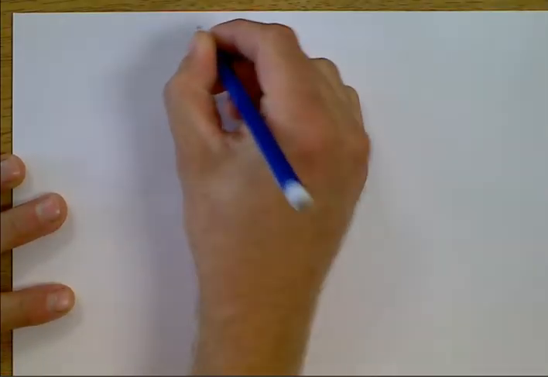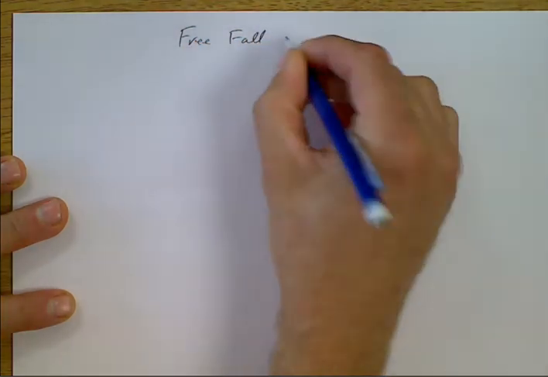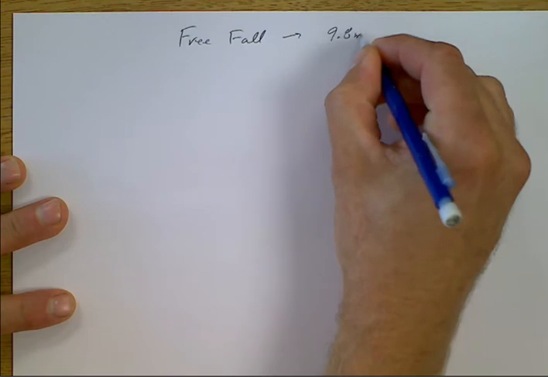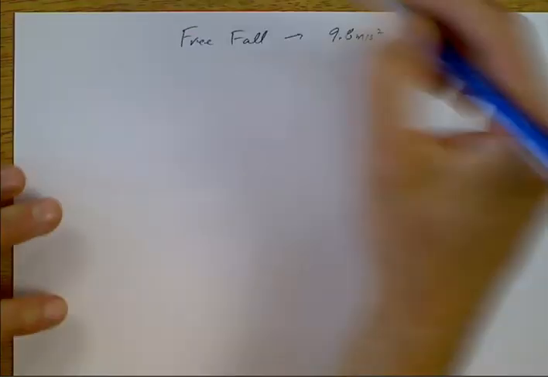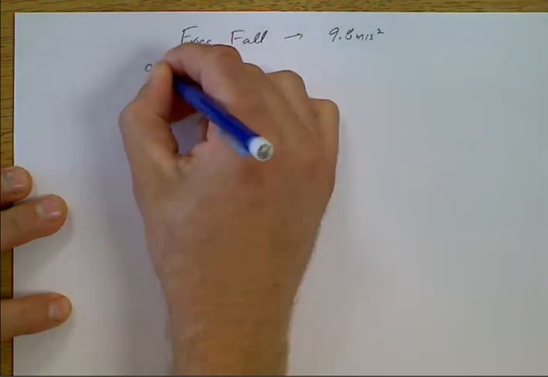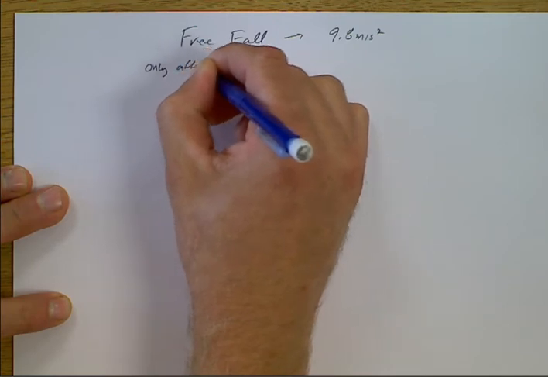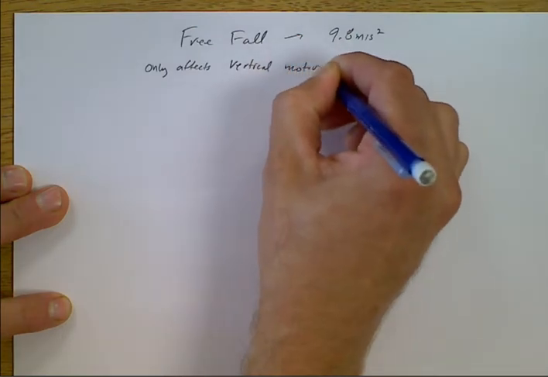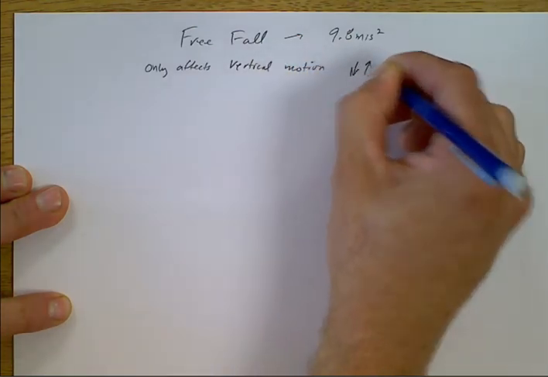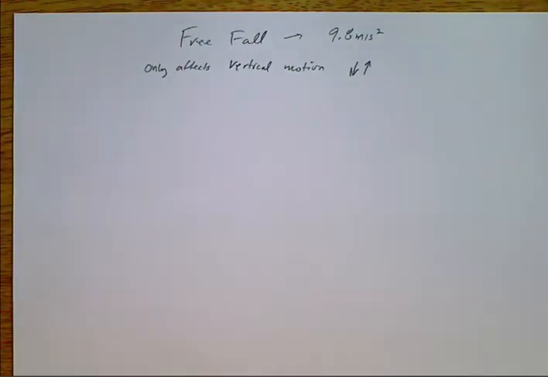So we've got free fall, right? And what is it? It's all based on this dropping at 9.8 meters per second squared. And remember, like I said, it only affects vertical motion, just the up or down portion of anything flying through the air.